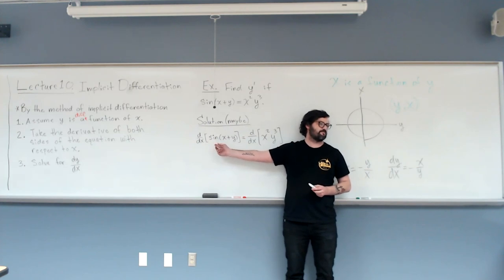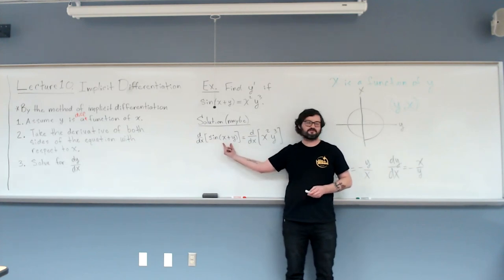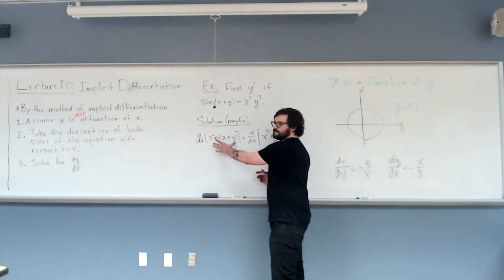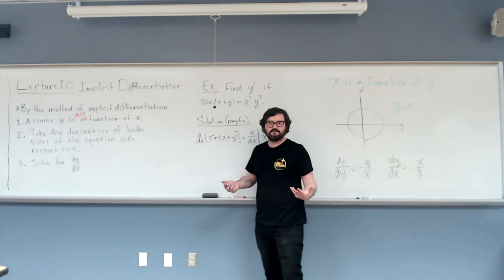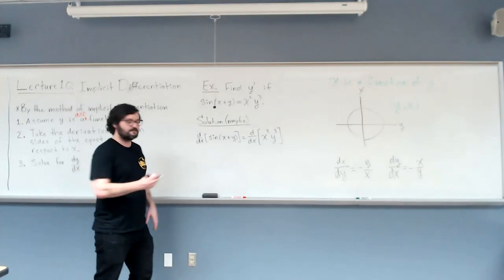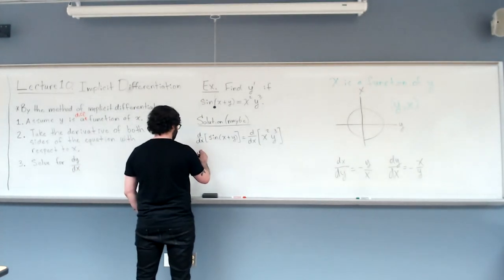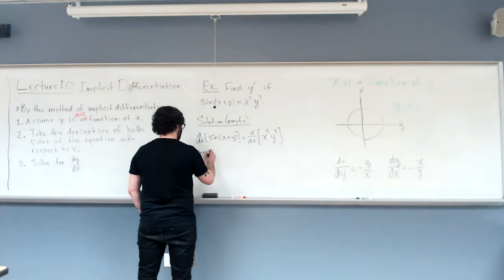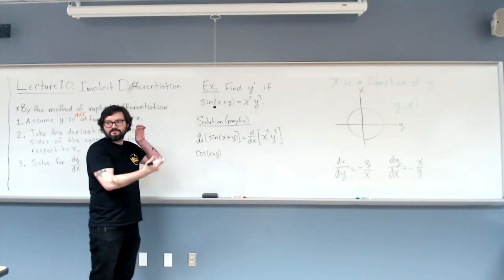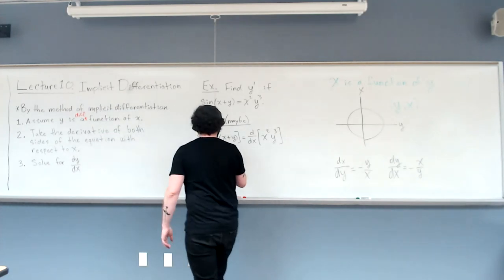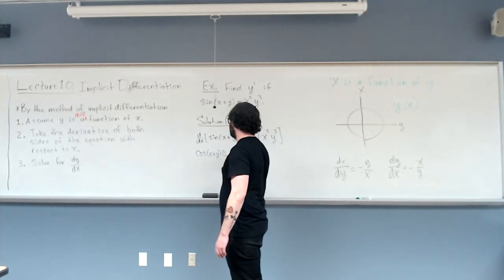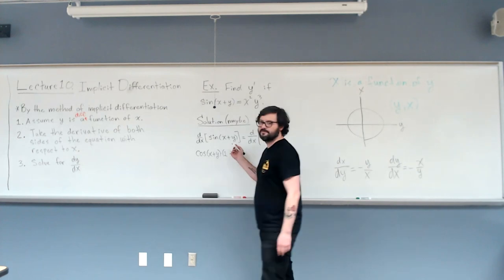That's a function composed with another function, right? So we have to use the chain rule. The derivative of the outside is the same thing as the derivative of cosine. So on the left-hand side, we'll have cosine of x plus y. That's the derivative of the outside piece times the derivative of the inside piece. The derivative of the inside piece is just 1 plus dy dx.